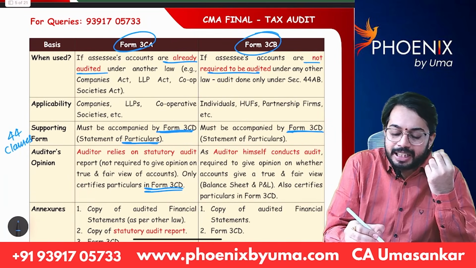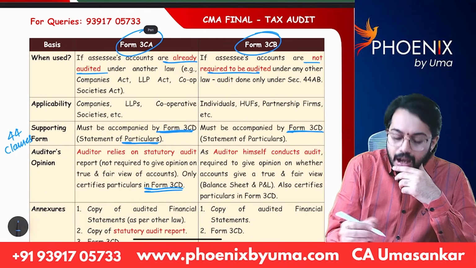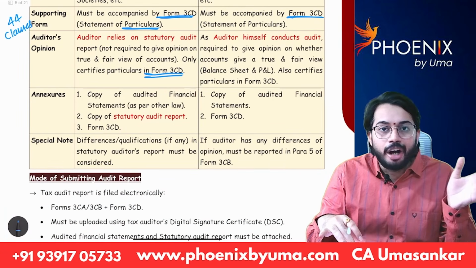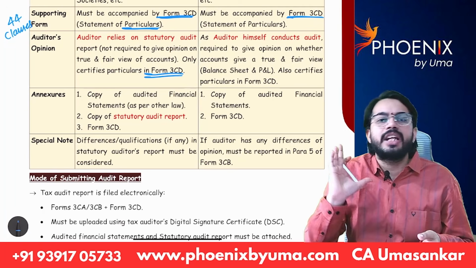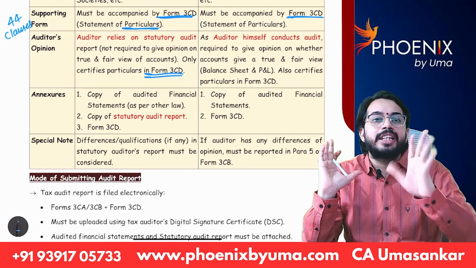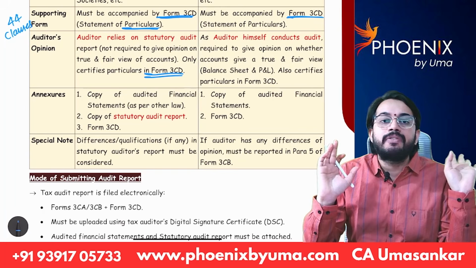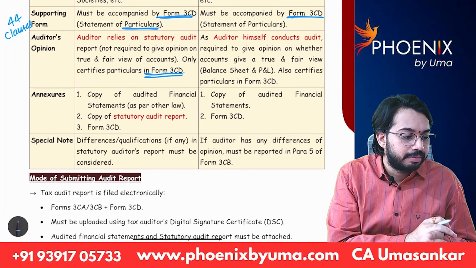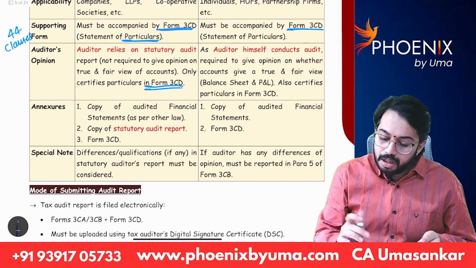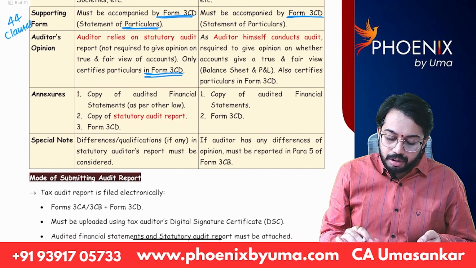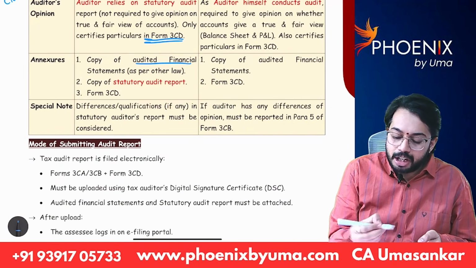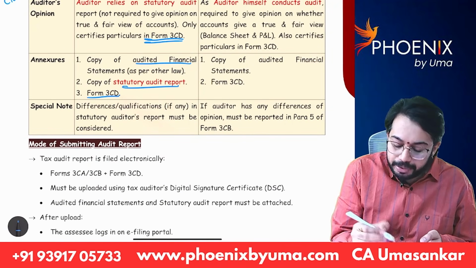And in case of 3CA, as books of accounts are already audited, the statutory audit report is required to be given. Audited financial statements are required to be given. Audit is not required to be conducted from scratch. Only Form 3CD is required to be given. Next, annexures: as I have told you, audited financial statements, statutory audit report, and Form 3CD.